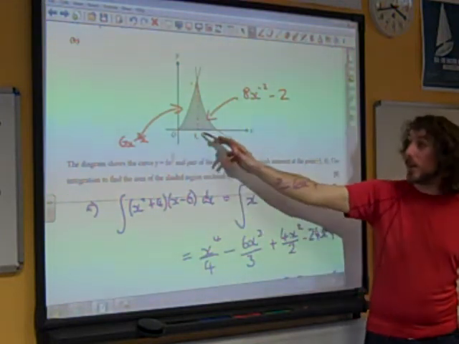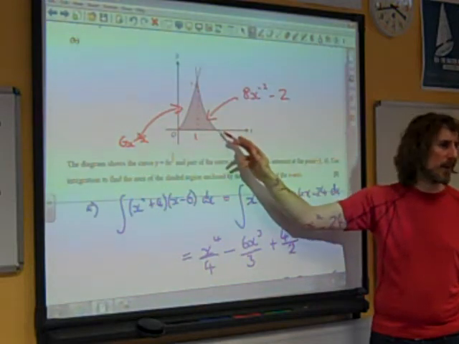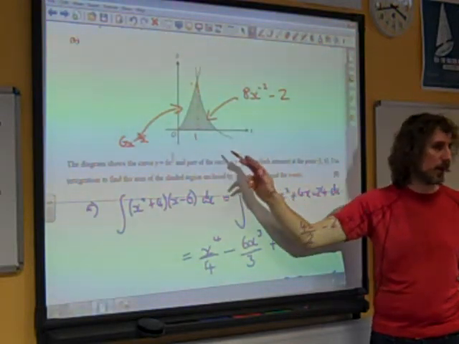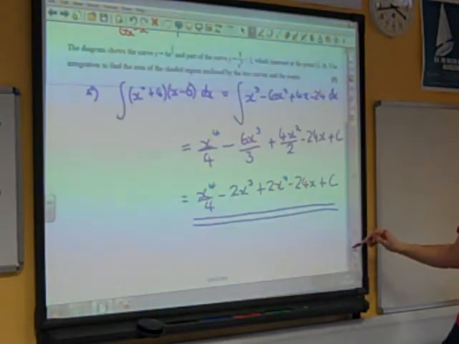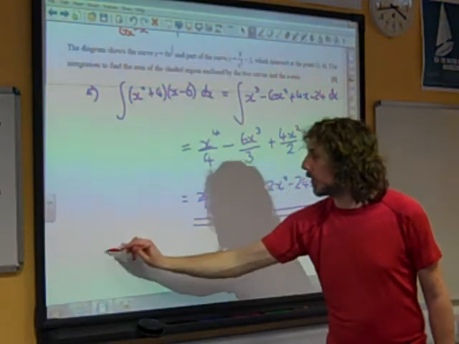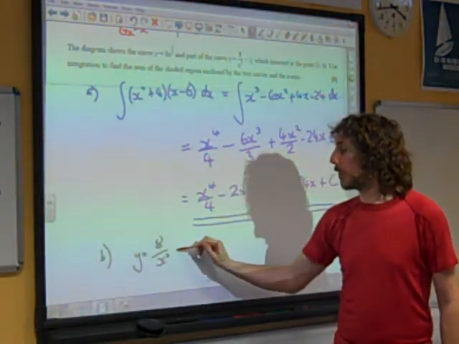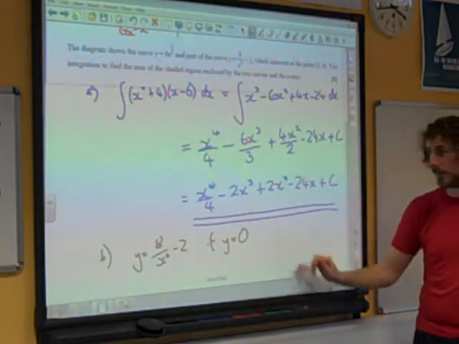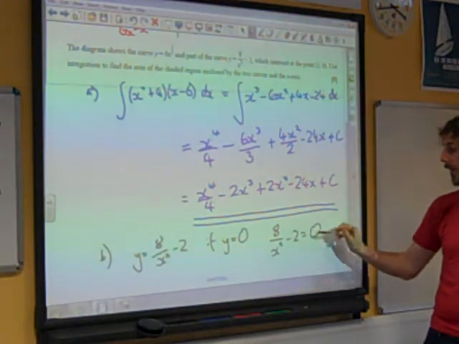This curve, we need to go from 1. And we need to know where it hits the x-axis. We need to find that out as well, don't we? So let's work that out. As we're doing part B, let's concentrate on this curve for a second. If y equals 0, it hits the x-axis, then 8 over x squared minus 2 is equal to 0.